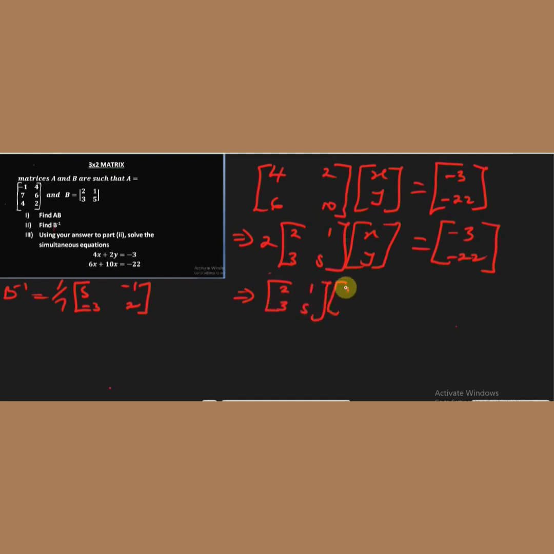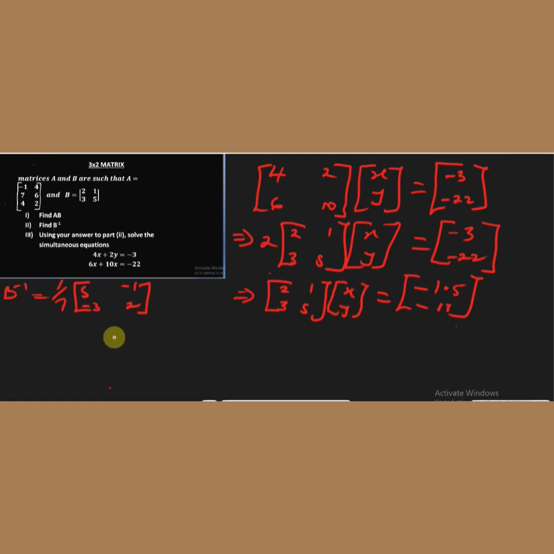Then we have x and y is equal to. So I'm going to divide these numbers by 2. Dividing minus 3 by 2, I will have minus 1.5. If you check calculator, that's what it's going to give you. Dividing minus 22 by 2, I'm going to have minus 11. Okay, so 2 is gone. So the next thing is to divide across with this, in order to get x and y. Remember, the goal is just to find the value of x and y.